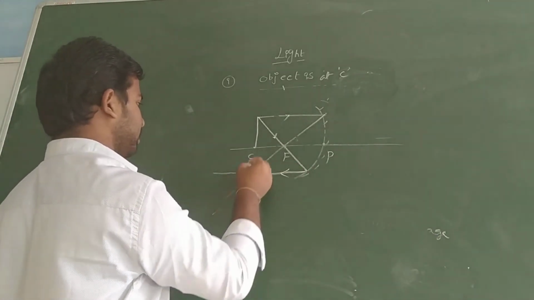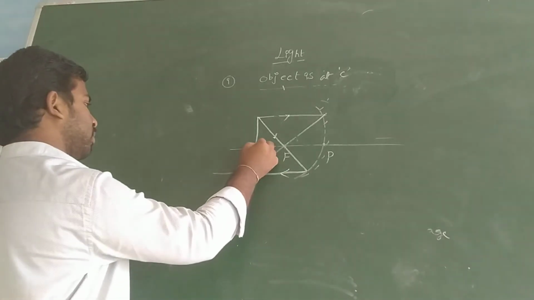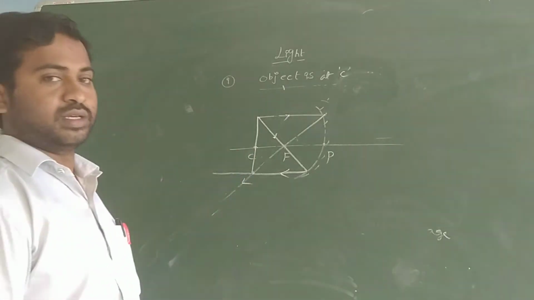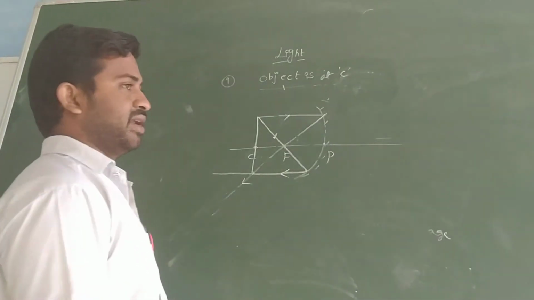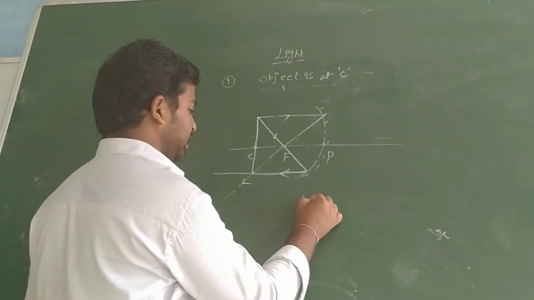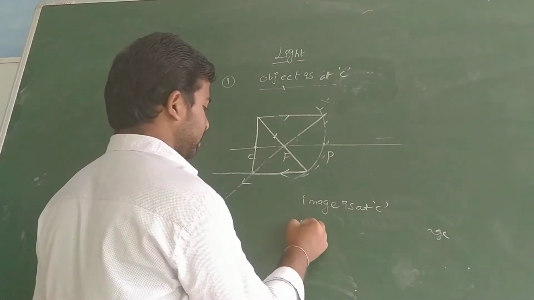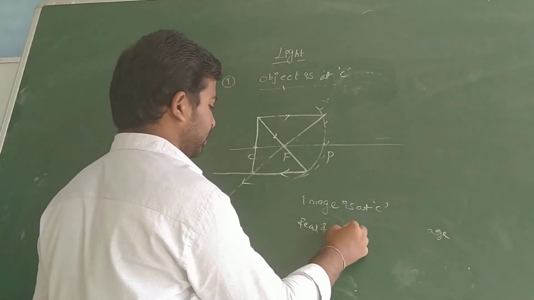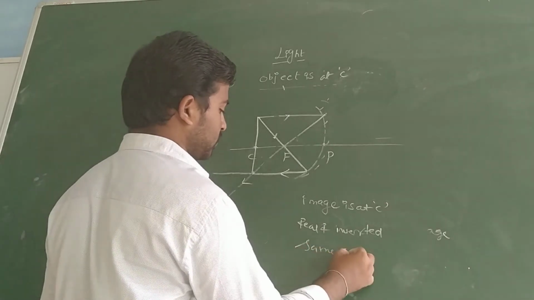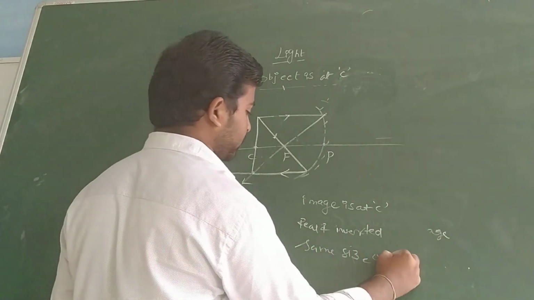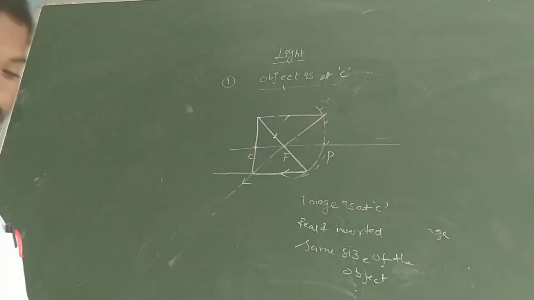See here, the intersection will be there. Then the image is also at C. If you keep the object at C, the image is also formed at C, and it is the same size as the object. It is also a real and inverted image. So the object is at C, then the image is also at C, real and inverted, and the same size as the object.